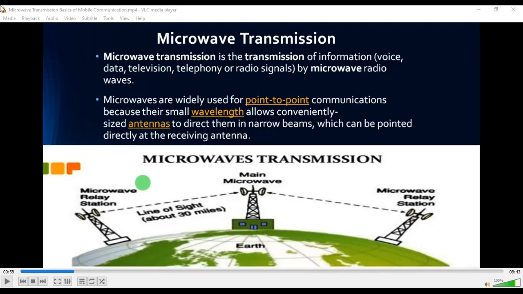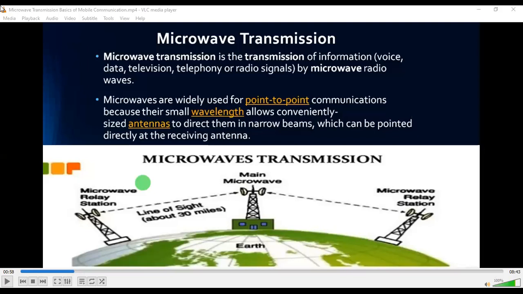And the third one is sky wave propagation. Now, the frequency range for the wave propagations. For the ground wave propagations, the frequency range is below 2 megahertz.